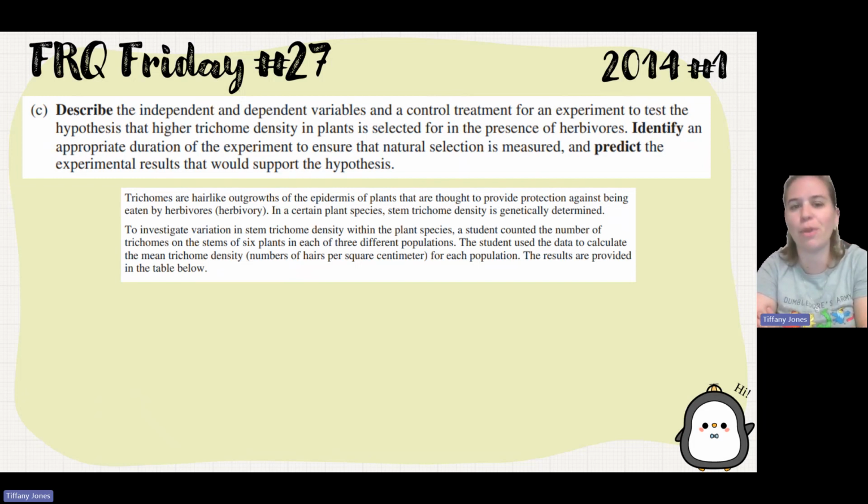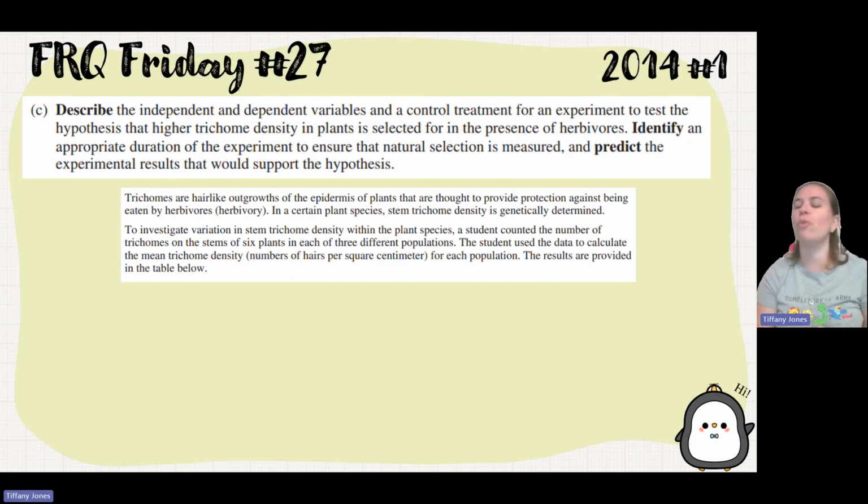I then need to come up with a duration. I want this to take place over a certain amount of time. I want to come up with more than one population or more than one generation, because I want to be able to see natural selection taking place. So I need to see it over multiple generations. And I would predict that the experimental results that would support that hypothesis would be that there would be a higher number of trichomes in the experimental treatment than the control treatment.